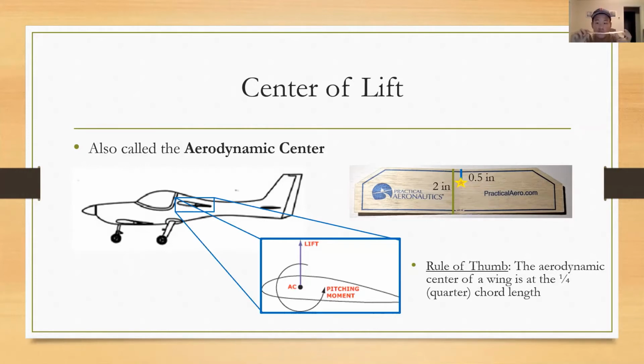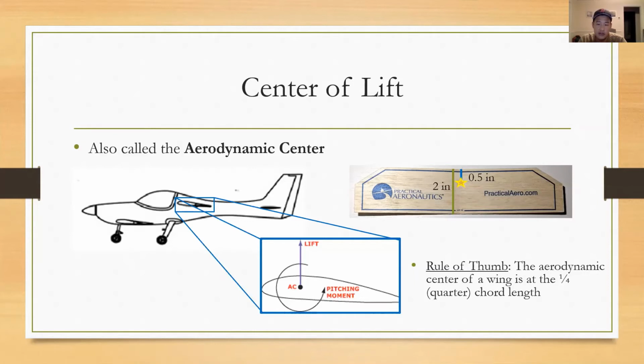So remember, our lift comes from our wing. And there is a point on this wing where there is such a thing as a center of lift, or the aerodynamic center. And it's not the same as the center of gravity.